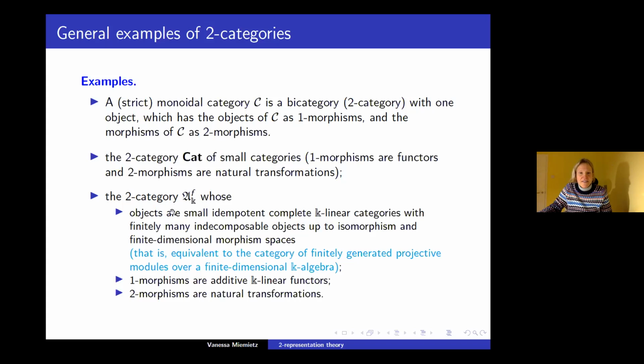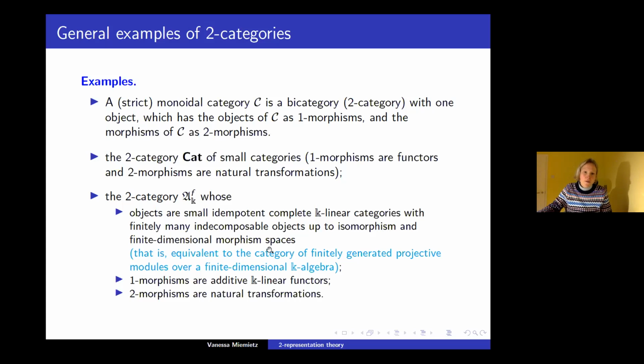So the objects are small idempotent complete K-linear categories, which have only finitely many indecomposable objects up to isomorphism, and where all morphism spaces are finite dimensional. So this is a very technical thing, but what you should think of is it's the category of finitely generated projectives for some finite dimensional algebra. So you take your algebra, you find the idempotents, you take all the A e_i, for e_i some idempotent, and you take their direct sums, and that's your category.